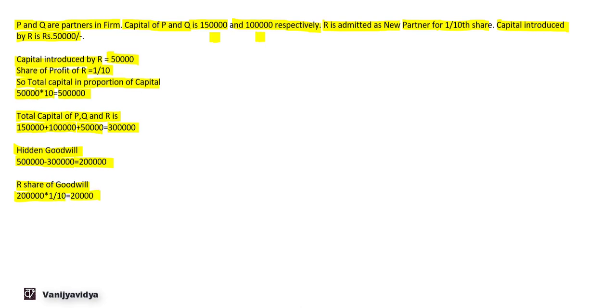Now this 20,000, R's share of the goodwill, will be shared by P and Q in their sacrifice ratio. So this was the concept of the hidden goodwill. Hidden goodwill is based on the underlying assumption that the new partner introduces the capital in the proportion of his profit sharing ratio.